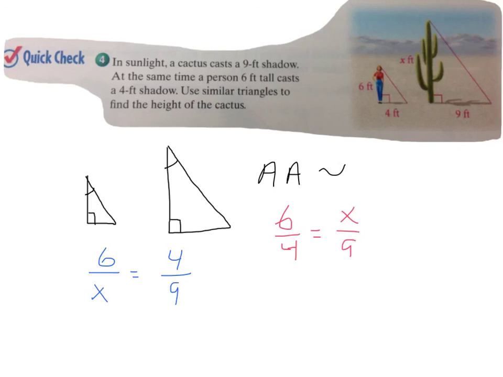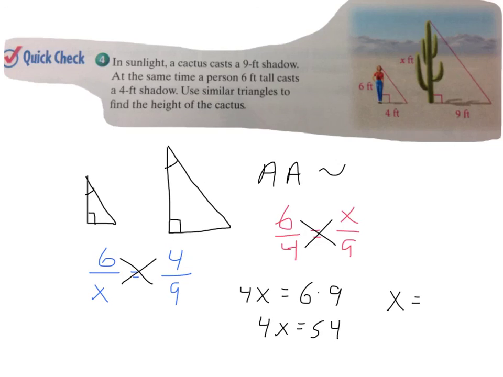But either way you do it, your cross products, you're going to have 4x has got to equal 6 times 9. So 4x has got to equal 54, and you divide both sides by 4. And you get the height of the cactus to be 13.5 feet. This concludes Lesson 7.3.